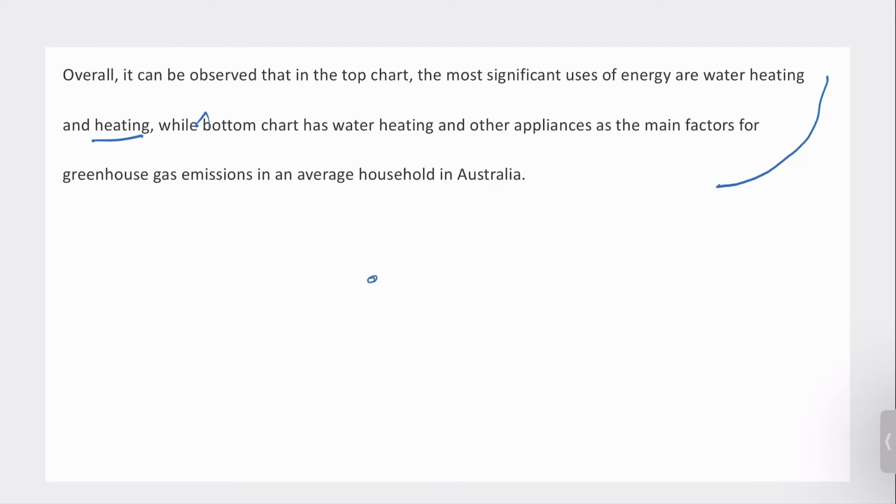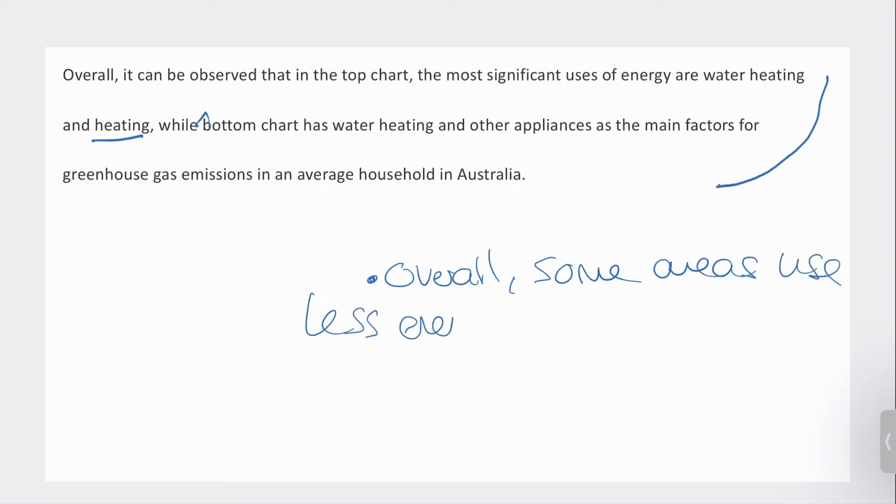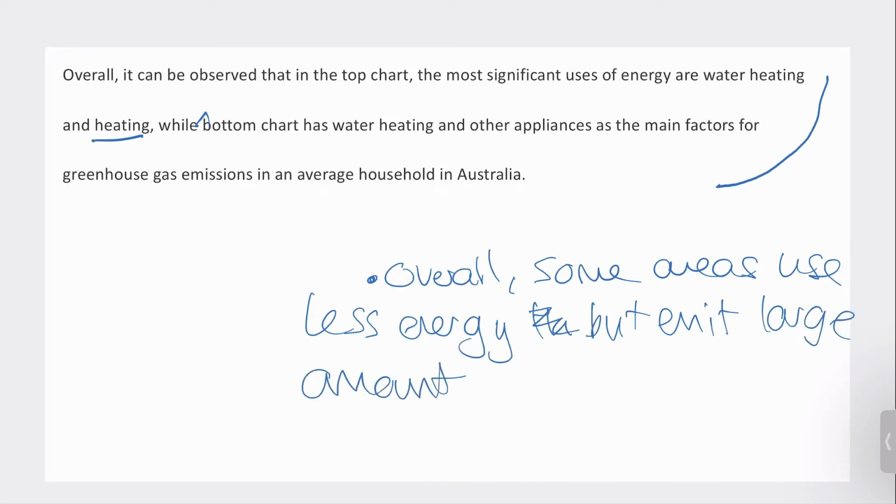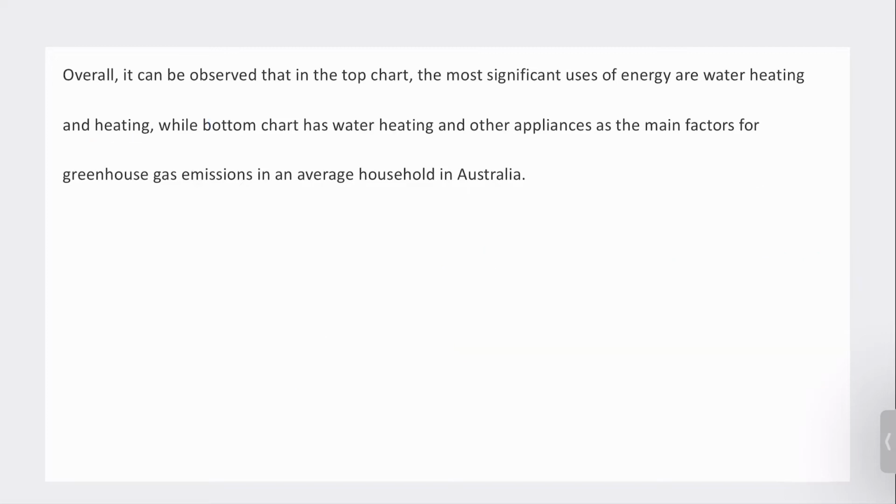So if I was going to do my paraphrase, I would say: overall, some areas use less energy but emit large amounts of greenhouse gas, such as... Okay, and then you're kind of pointing out what you're going to compare, and then when you get into your body, that's when you're giving the detail about percentages and so on.